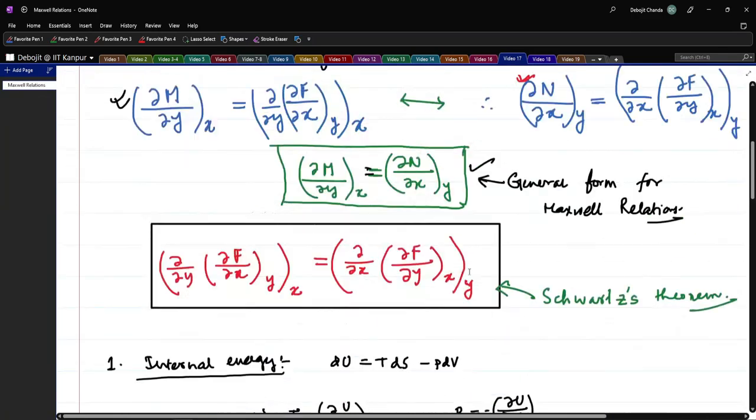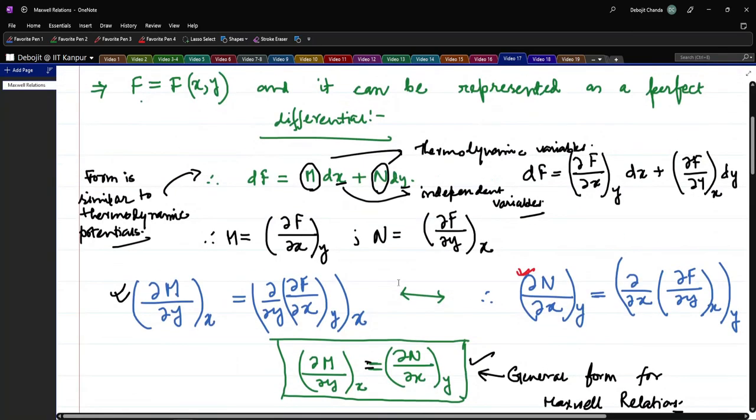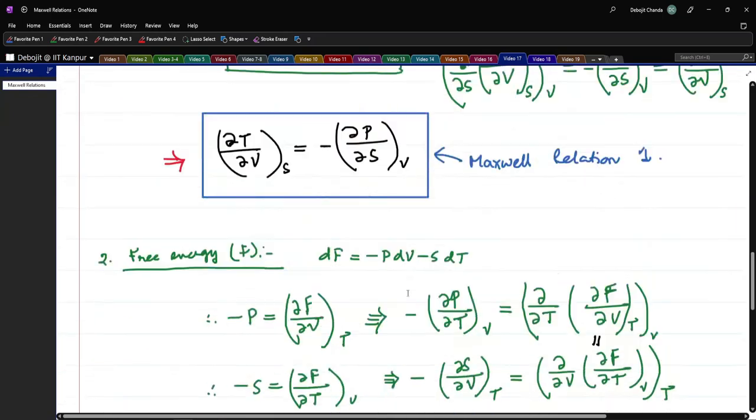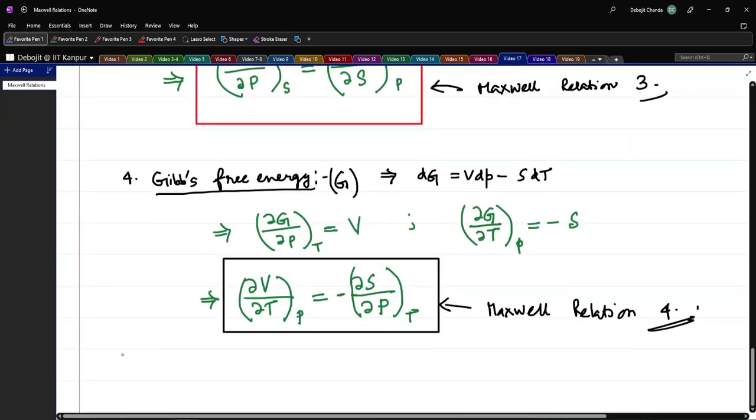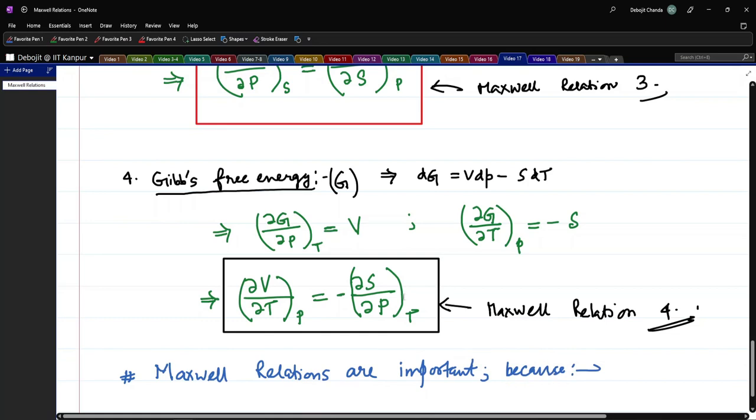Okay, so now we have obtained 4 Maxwell relations from 4 thermodynamic potentials using their differential forms and using Schwarz theorem. So now we need to answer the questions: why are Maxwell relations important? Why did we do this exercise? So Maxwell relations are important because there are mainly 2 reasons.